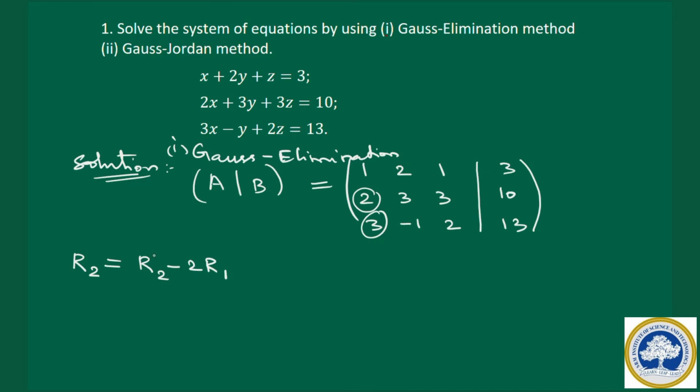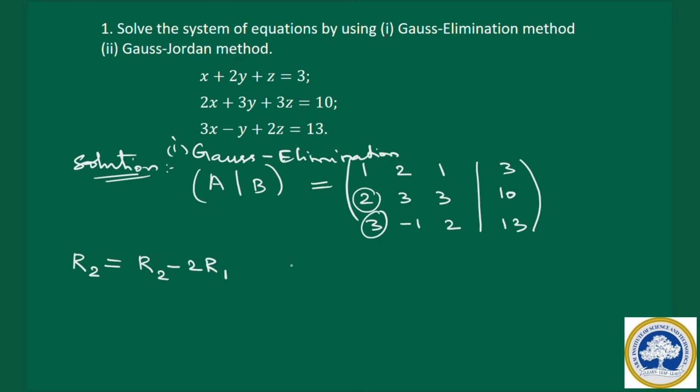How are we writing this formula? R2 is nothing but the element 2, minus 2 will give you 0. So we have to use only R1 to make this change. Here we want 2, so using R1, what we have to do? R1 already has 1, so directly multiply by 2. That's the reason we are multiplying by 2R1.